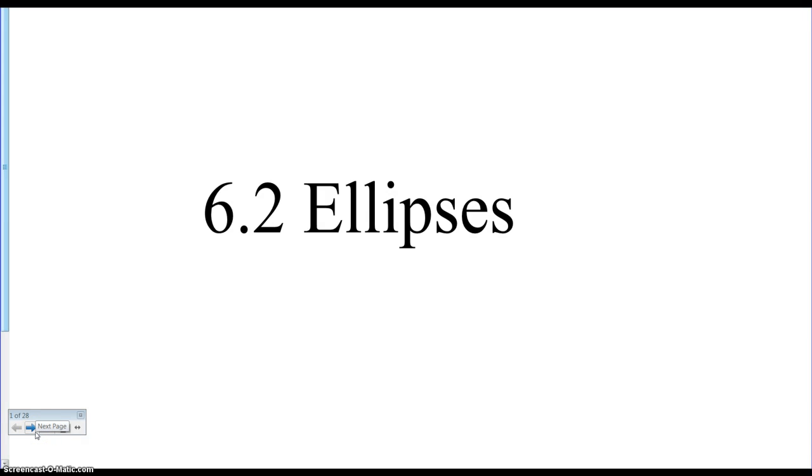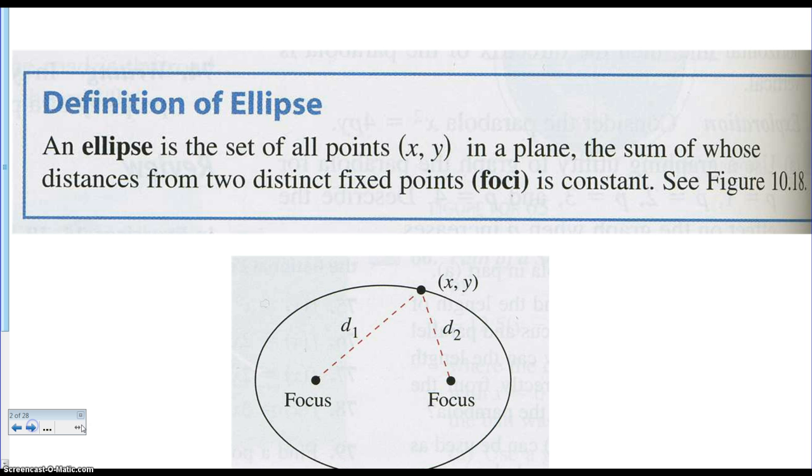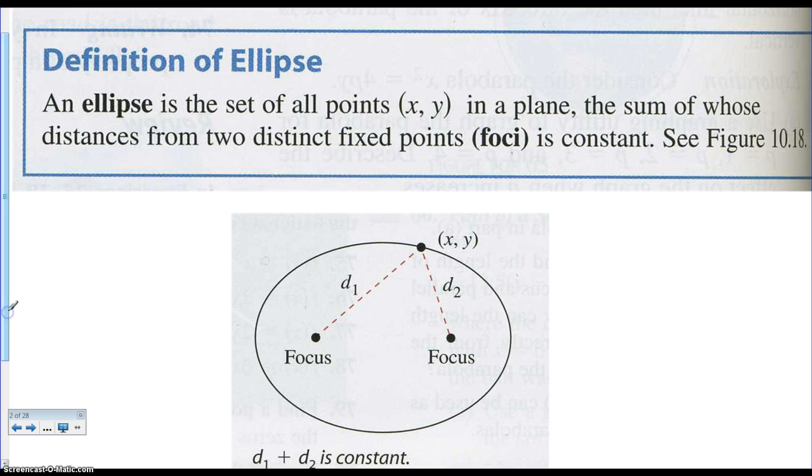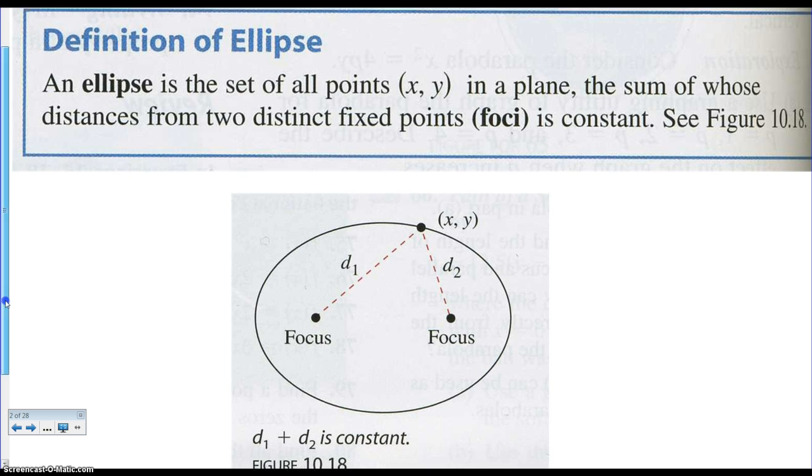Okay, guys, so we're going to start looking at a new type of conic section called an ellipse. So what is an ellipse? Well, an ellipse is a set of points in a plane, the sum of whose distances from two distinct points called the foci is constant.